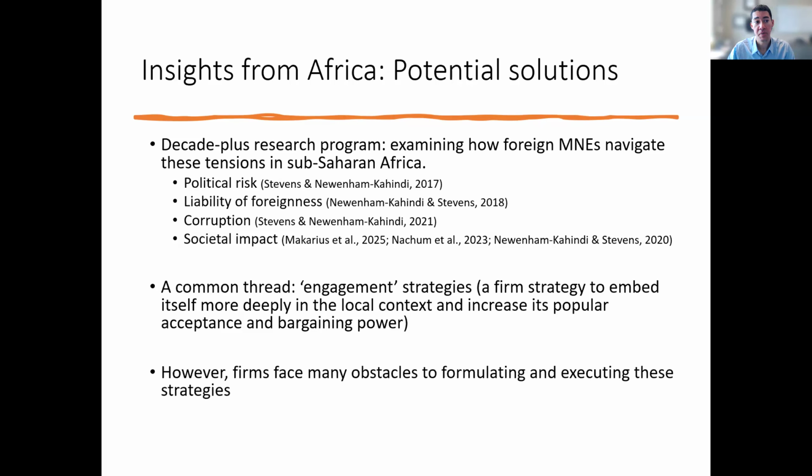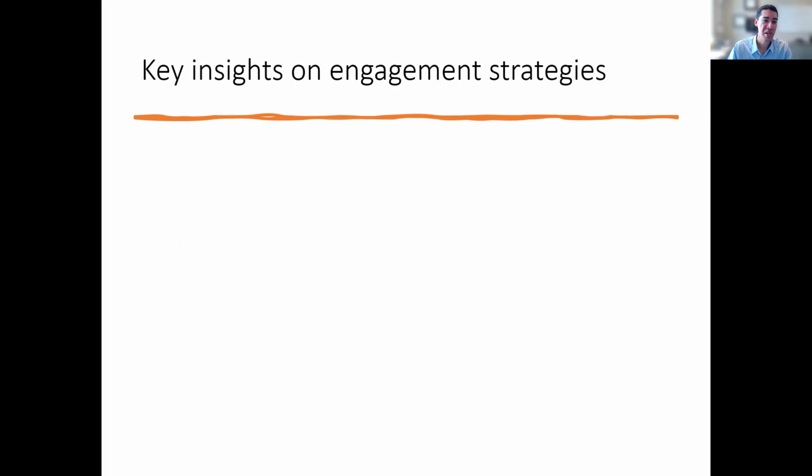But we see that these firms, in many cases, face different obstacles and challenges in trying to create and execute these engagement strategies, which is obviously a big problem for the firms. But as researchers, it's always great to have tension and conflict, and really try to understand what's going on and how this advances our understanding of issues relating to MNEs, market and non-market strategies in emerging markets, dealing with local stakeholders and managing those relationships. So I just wanted to share some bigger picture insights, but also dive into some specifics on what we've learned over more than a decade of looking at these issues in East Africa.